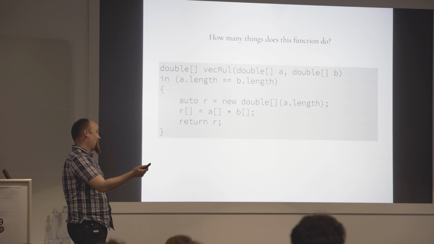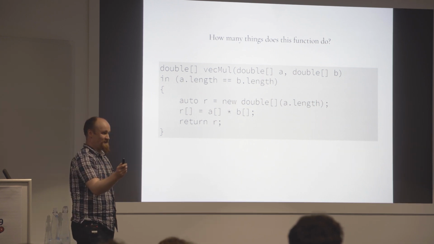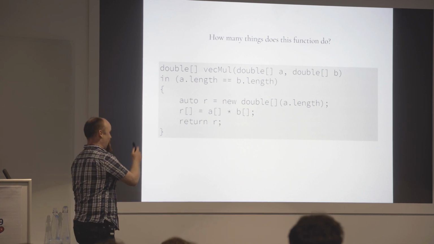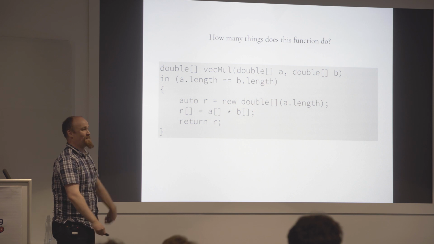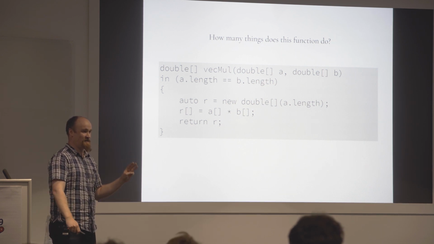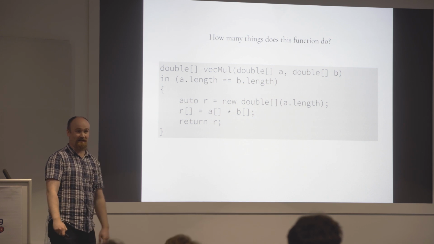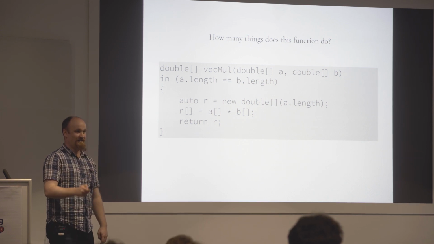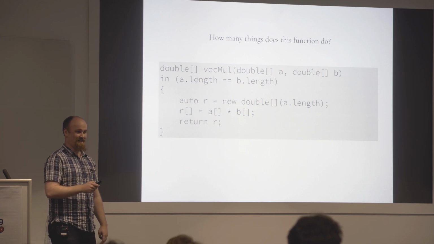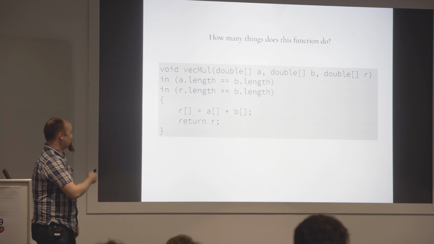So it creates an array, it multiplies the elements of the array, and it stores the results of those multiplications in the array it's just allocated. So that's 3 things. Vecmul, 3 things. So clearly not very Unix philosophy-y. If you're working in NumPy or something, that means that your multiplication operator is no longer very Unixy, and this doesn't feel good. How many things does this function do?